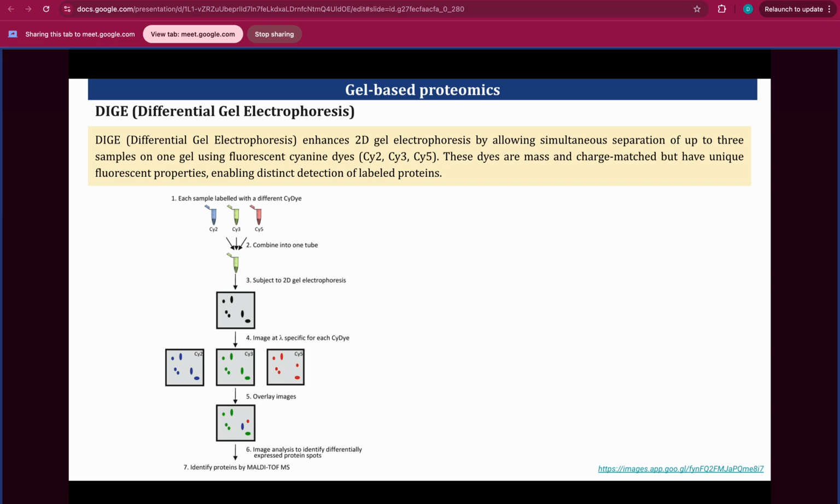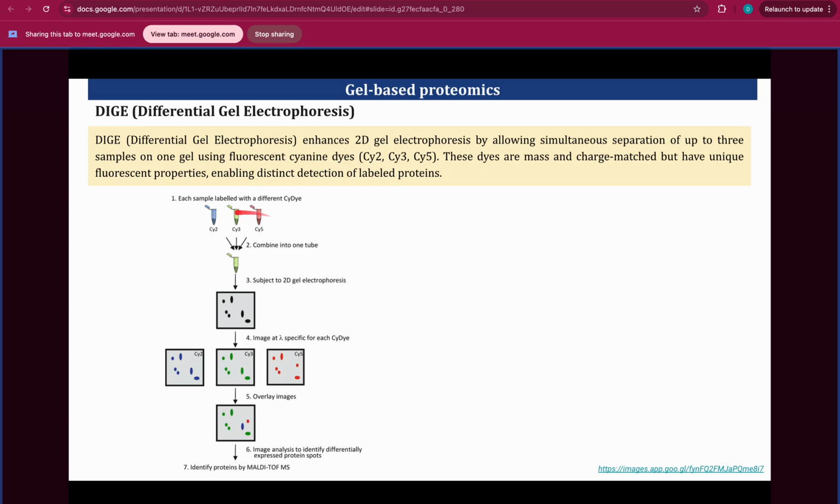Because if you perform 2D PAGE for multiple samples separately, then there are some issues, because you prepared gels differently for different samples, so there could be some variations or fluctuations in the conditions of how the gel is prepared, and the concentration of the ingredients. So due to that we are not much confident, but in DIGE we can use a single gel, so we do not have to think that there might be some issue with our gel because we are running it in the single gel.